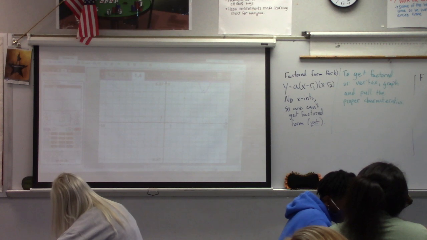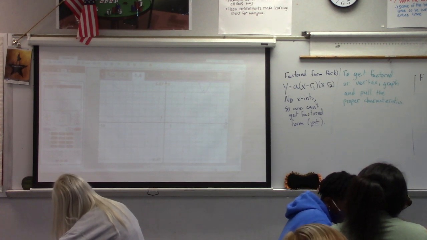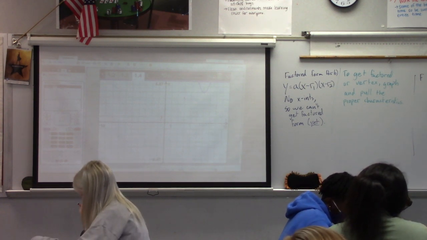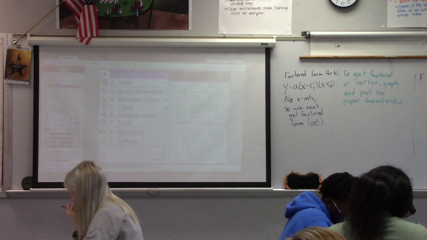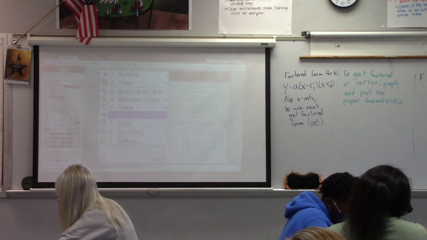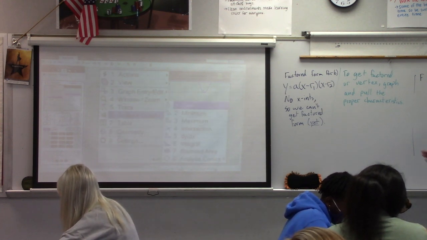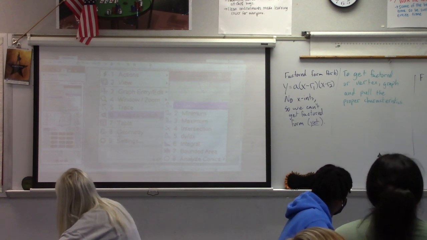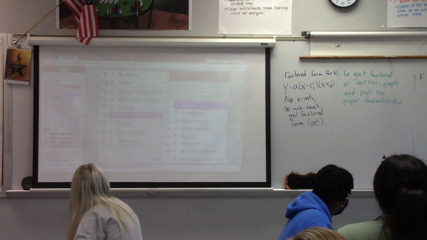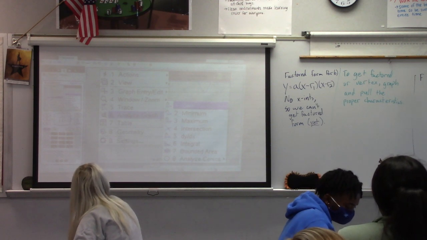Okay, now I do want to point this out really quickly. Remember how we went to analyze graph to get the maximum for the vertex? And you can do the minimum to get the vertex? You don't need to type this in, because obviously we don't have any x-intercepts right now. But notice analyze graph. Does anyone see another term that might go for the x-intercepts? They're also called roots, but there's another name for them.